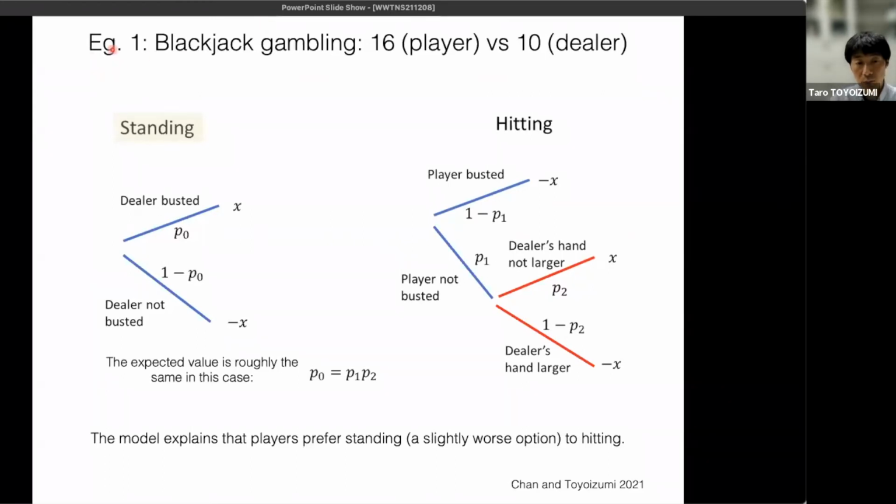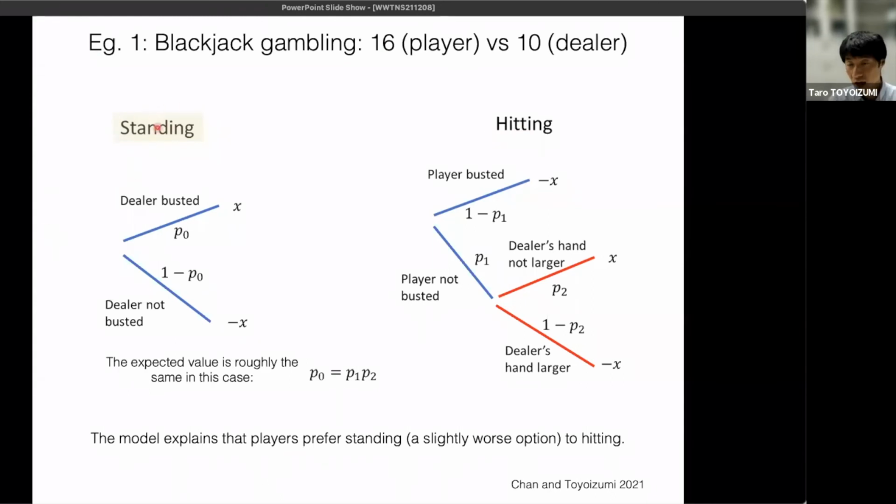So the first example is the blackjack gambling problem. And we consider a special case where the player has a hand 16 and the dealer has 10. At this special condition, the player has two choices. One is to stand, taking no extra card. The other option is hitting, getting another card.